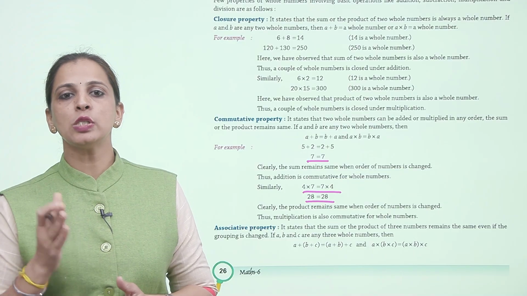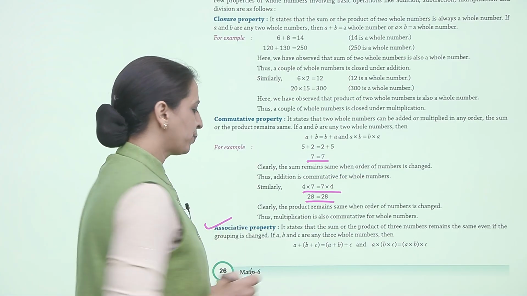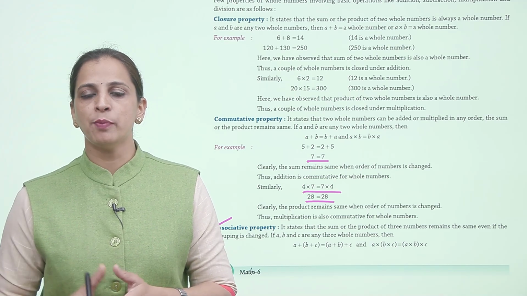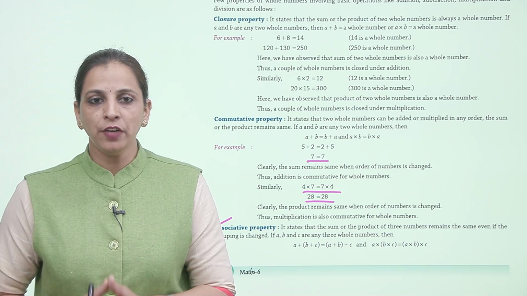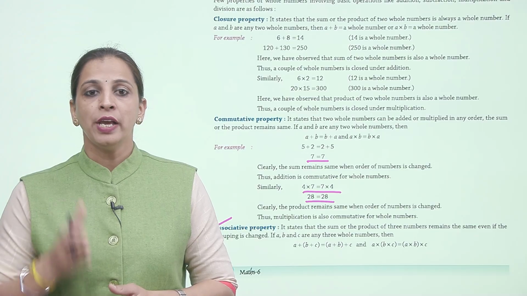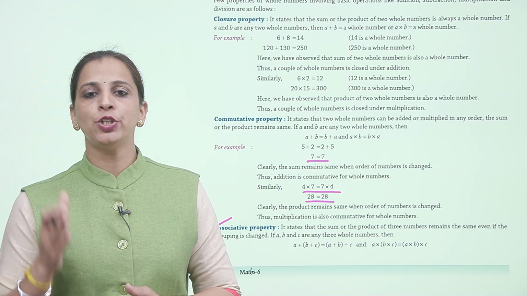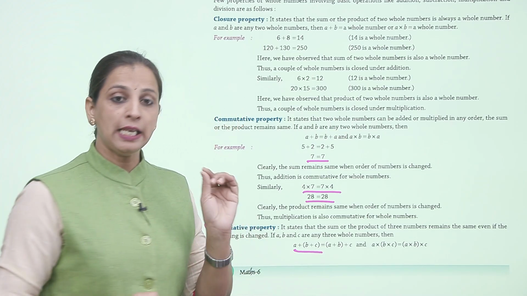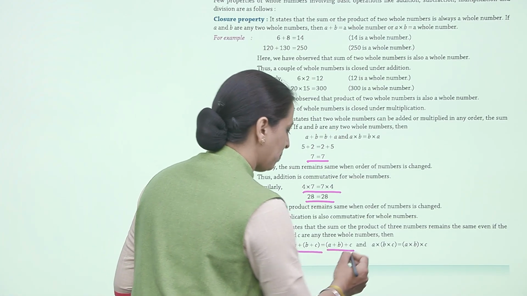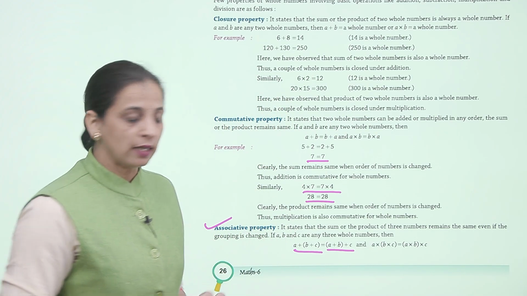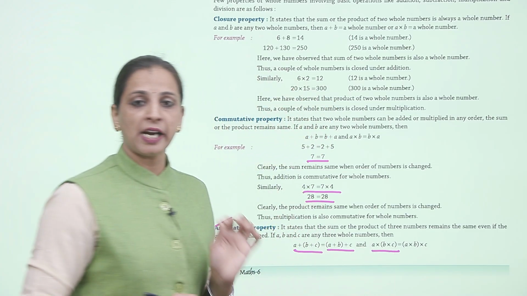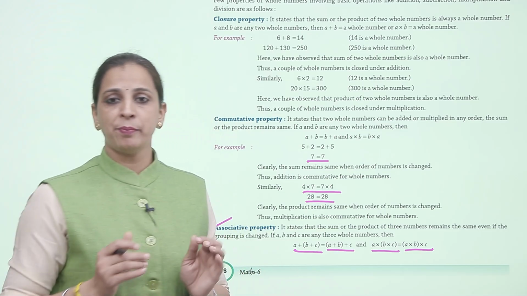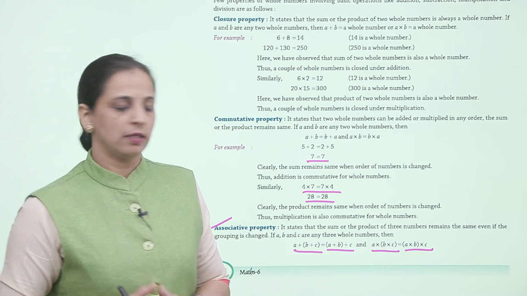Now, next is associative property. It states that the sum or the product of three numbers remains the same even if the grouping is changed. If A, B and C are any three whole numbers, then A plus (B plus C) is equals to (A plus B) plus C, and A multiplied by (B multiplied by C) is equals to (A multiplied by B) multiplied by C.